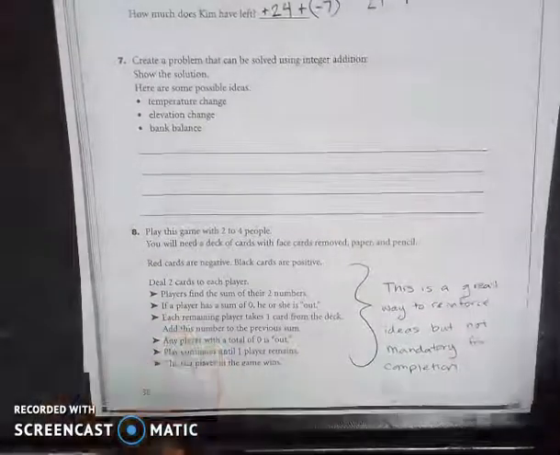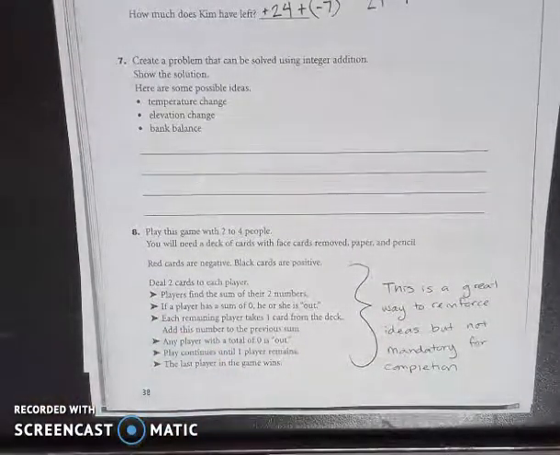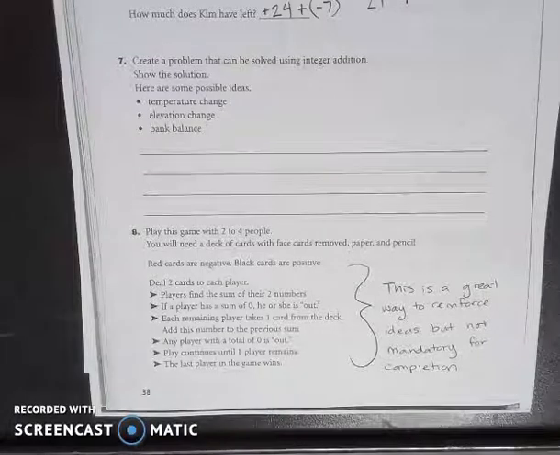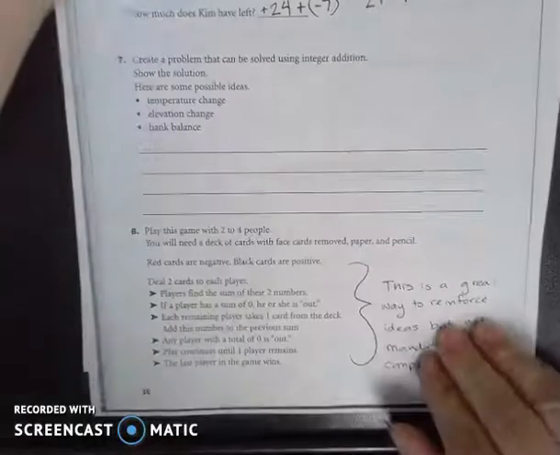At the bottom here, there is a game that you can play with cards. This is a great way to reinforce ideas of positive and negative integers. So if you're struggling with this, find somebody in your family to play the game. However, it is not mandatory for completion of the assignment.